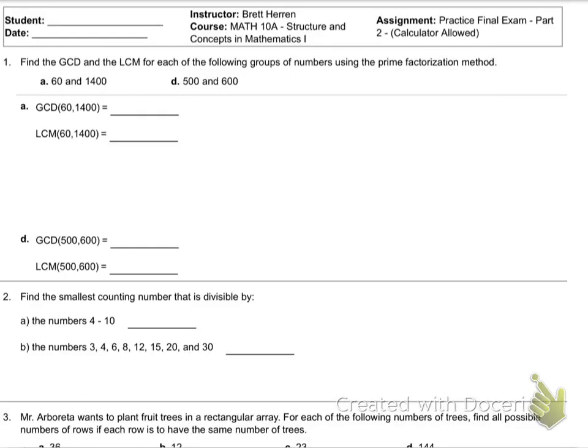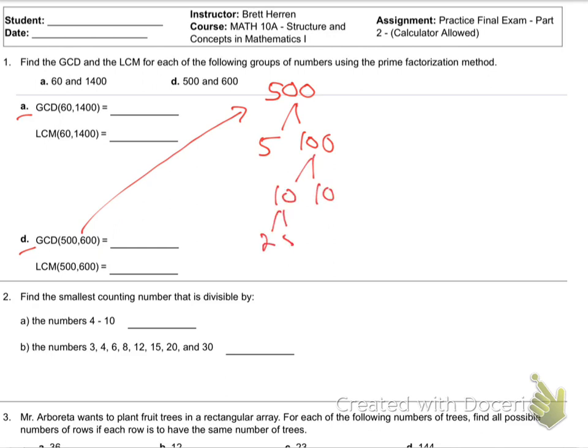Okay, so here we are on part D. It's funny, it just goes A and D. I just cut some out. So let's come up here. Let's take the 500 and break it down. That's 5 times 100, and 100 is 10 times 10. It's 2 times 5, 2 times 5. So the 500 is 2 2s and 3 5s. 2 squared times 5 cubed, right? 1, 2, 3 5s, okay?